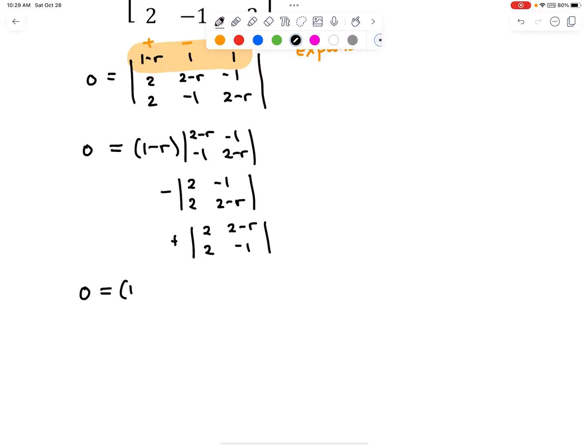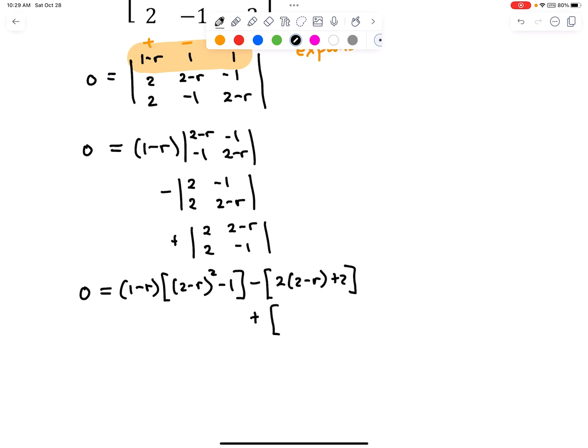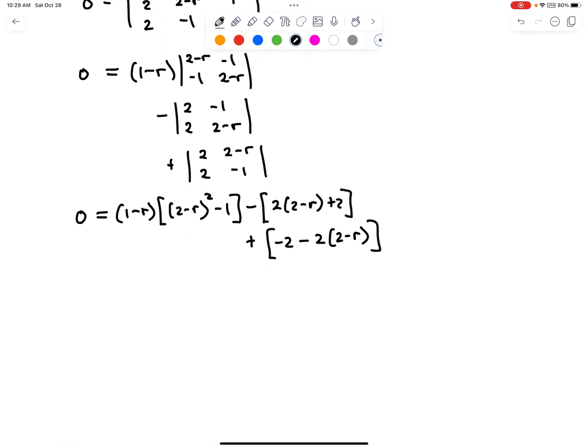So this gives us 1 minus r times, now we have a 2 by 2 determinant, so we have (2 minus r) times (2 minus r), so 2 minus r squared, and then minus a 1, and then minus, brackets, 2 times (2 minus r) minus negative 2, so plus 2, and then plus 2 times negative 1 is negative 2, and then minus 2 times (2 minus r). Now when you expand all of this and combine all like terms, I'll skip the steps of doing this algebra, but you do wind up getting the following third degree polynomial.